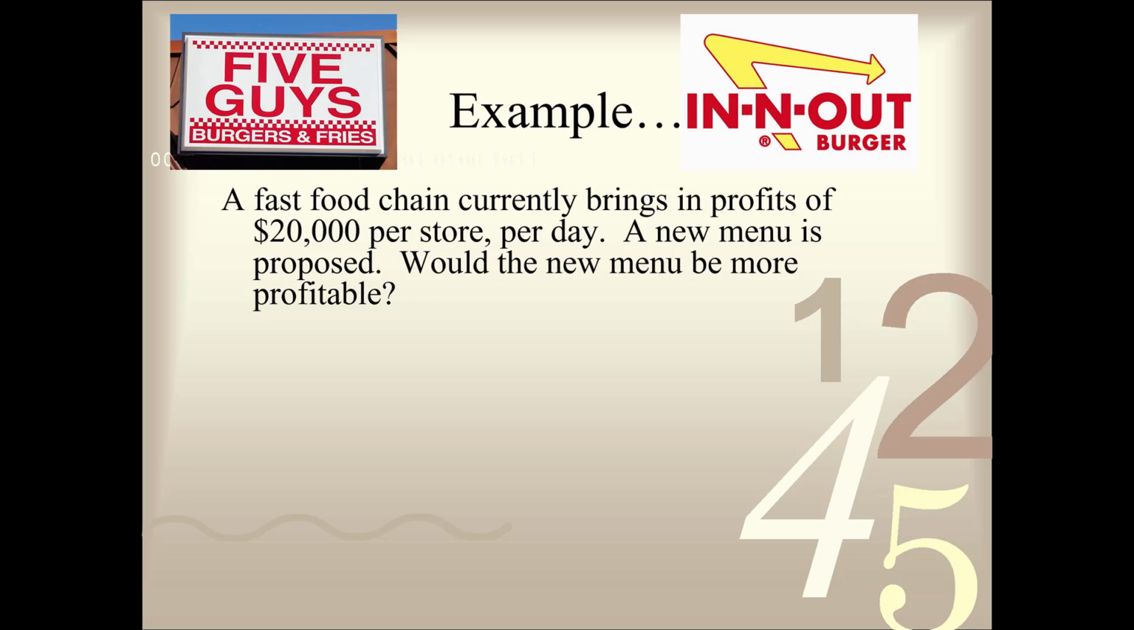Let's look at a quick example. Let's say a fast food chain currently brings in profits of $20,000 per store per day. So notice that's kind of information from the past. We're assuming that's true until we prove otherwise with some new information. A new menu is proposed. Would the new menu be more profitable? So basically what I'm trying to prove is that profits have gone up with the new menu.